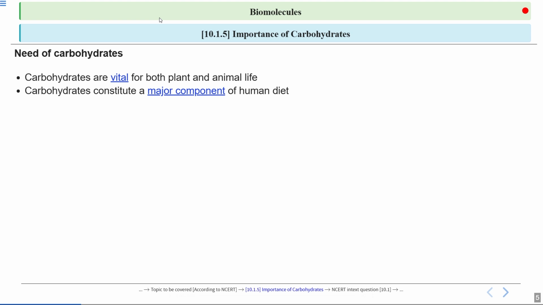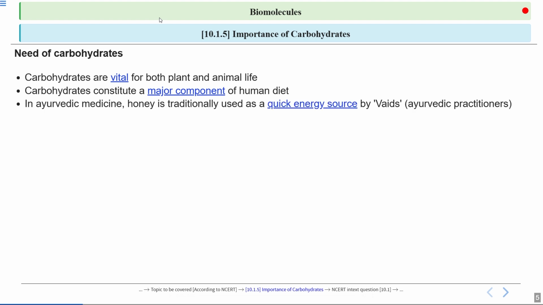Next, carbohydrates, they make up major component of the human diet. So most of the energy we get from food comes from carbohydrates like rice, bread and potatoes. Now if we talk about the traditional perspective, in Ayurvedic medicine, honey is used as a quick energy source by Vaids or Ayurvedic practitioners. Now we are going to discuss some major importance of carbohydrates.